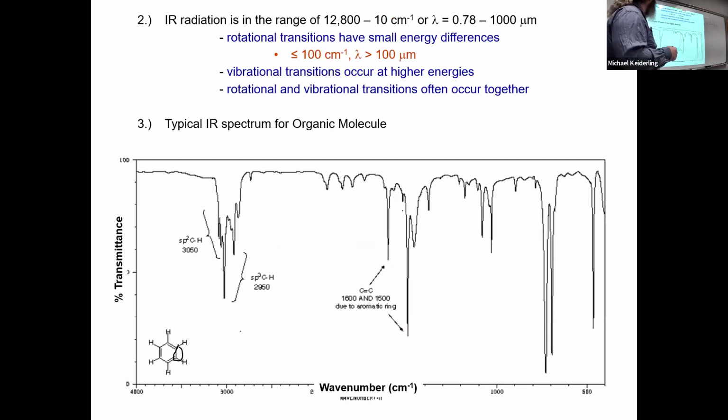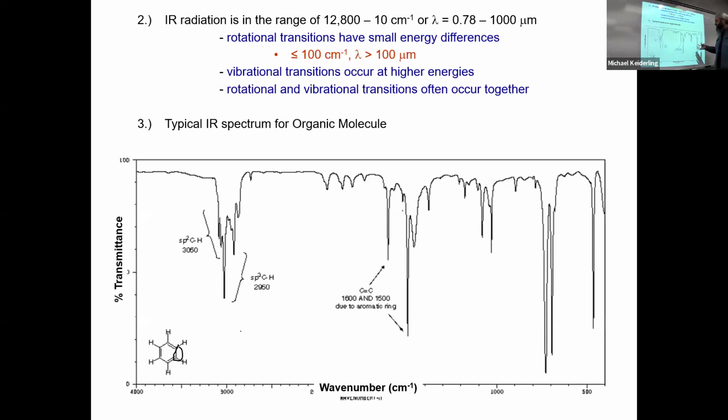Rotational transitions have small energy differences. They're at the low end, less than or equal to 100 inverse centimeters, with wavelengths greater than 100 micrometers. The vibrational transitions occur at higher energies. So if we want to look at rotational transitions, they would be off over here, off the end of this plot.